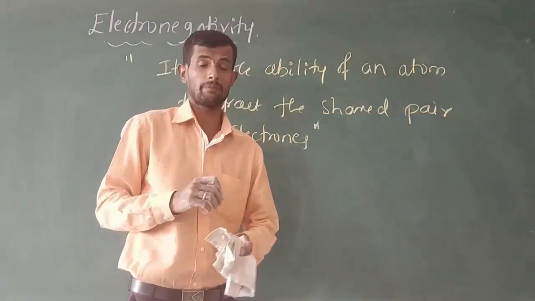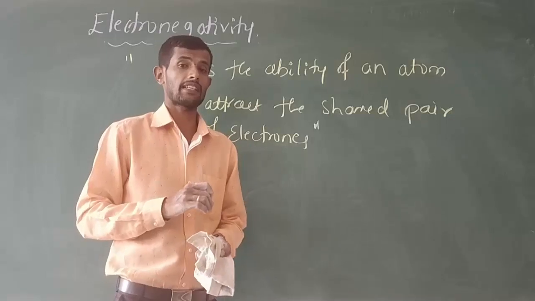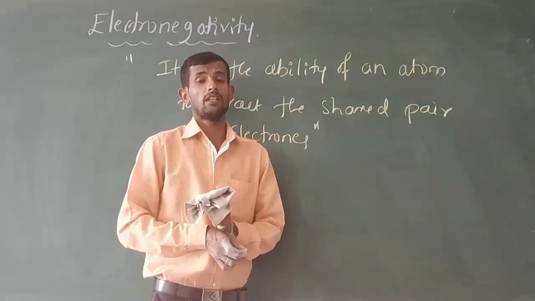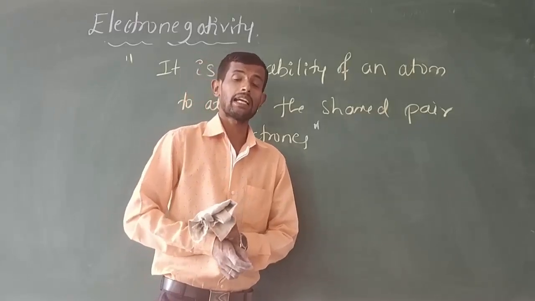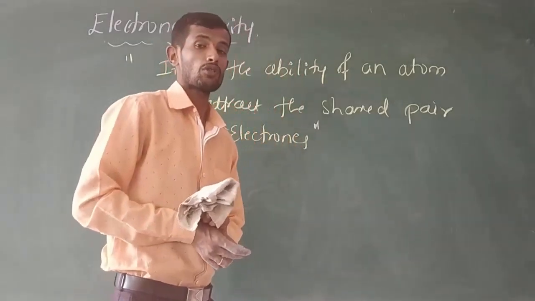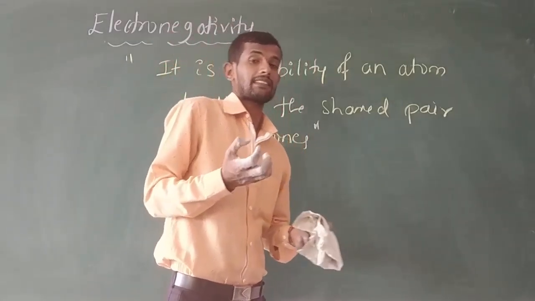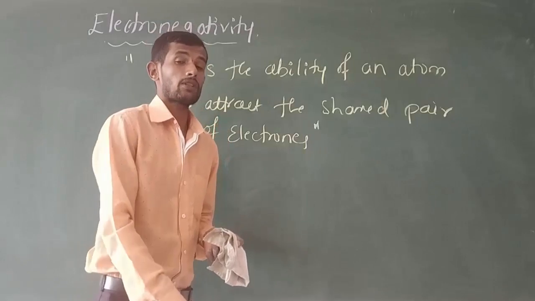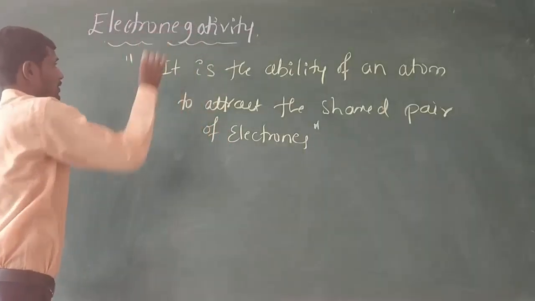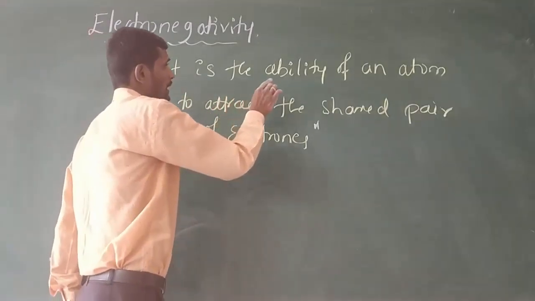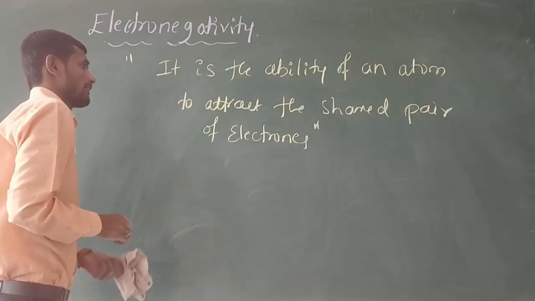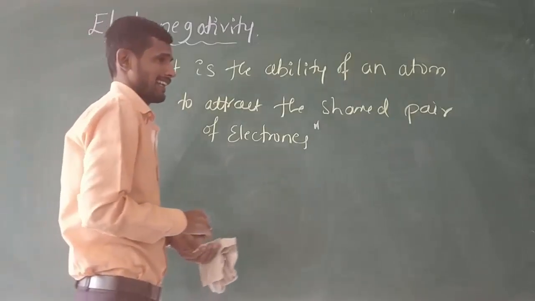Is it right? Halogens and fluorine. Another example, fluorine, it is one of the more electronegative atoms in the periodic table. Electronegativity, or the more electronegative atom, fluorine. Yes, what is electronegativity? It is the ability of an atom to attract the shared pair of electrons.